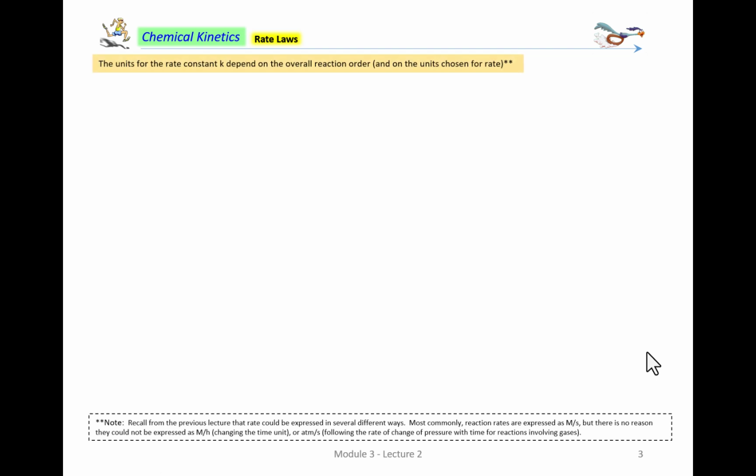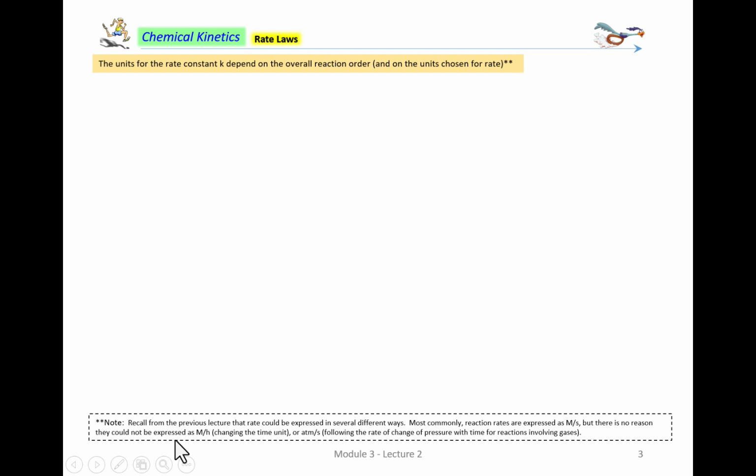Well, let's spend a couple of minutes talking about the units for the rate constant K, because we said that it'll depend on the overall reaction order and, of course, on the units chosen for rate. I have a little footnote here, and you want to recall from a previous lecture that rate could be expressed in several different ways. Most commonly, we refer to reaction rate as molar per second, but there's no reason that rate could not be expressed some other way.